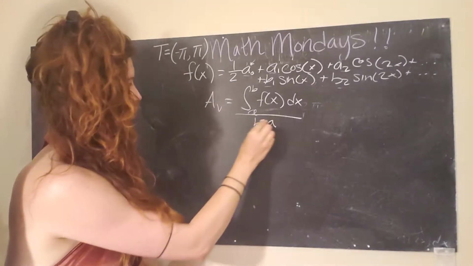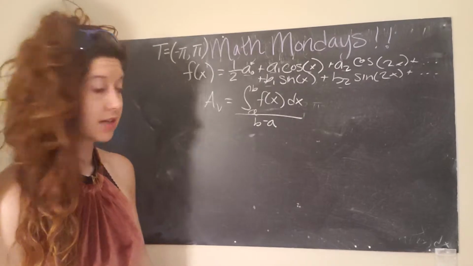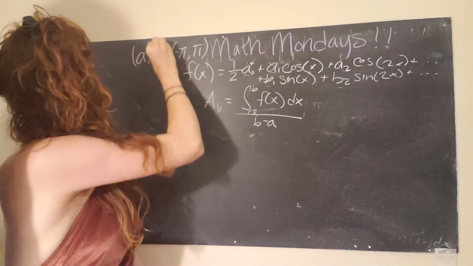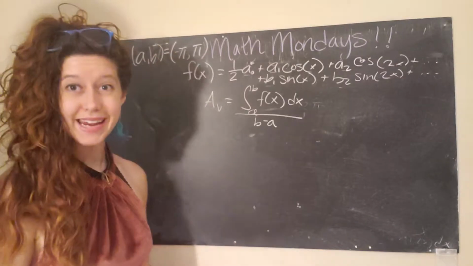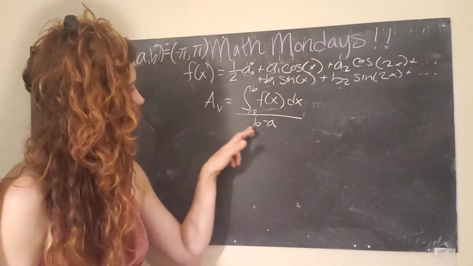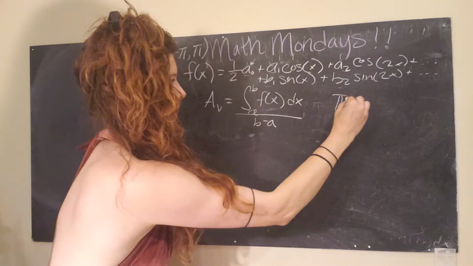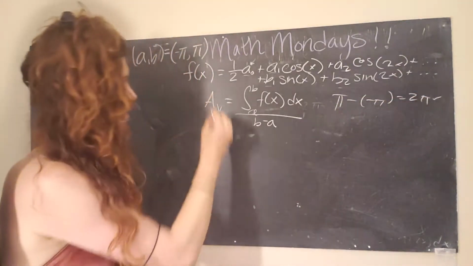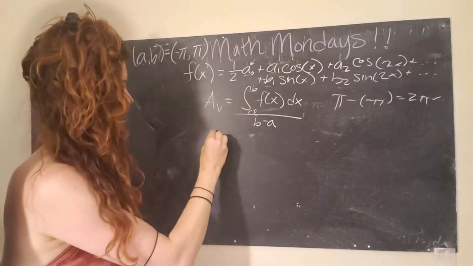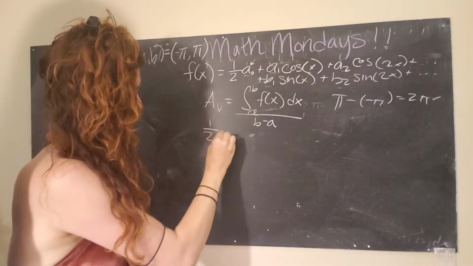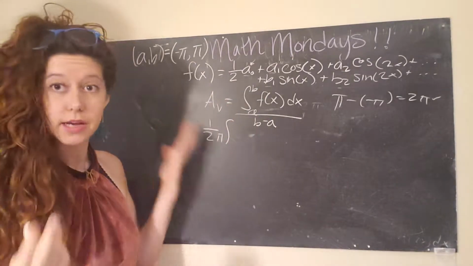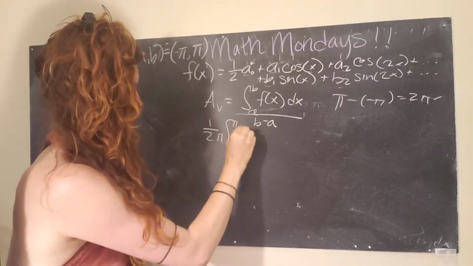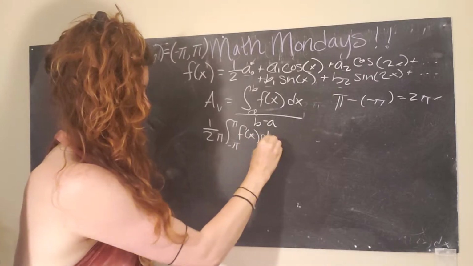The interval, well, first let's calculate what b minus a is. So a comma b: a is going to be negative pi, and b is pi. So pi minus negative pi equals 2 pi. So then this equation becomes 1 over 2 pi. Since it's a constant, we can take it outside of the integral. And we're going to have negative pi to pi f of x dx.